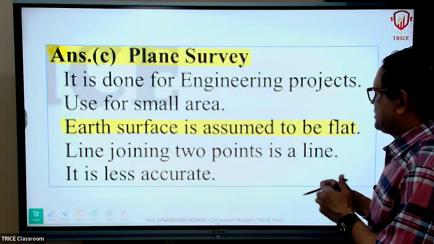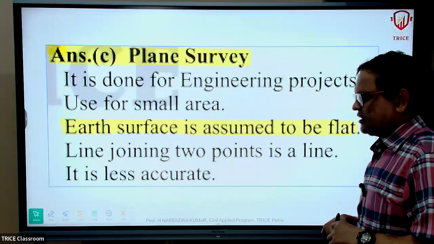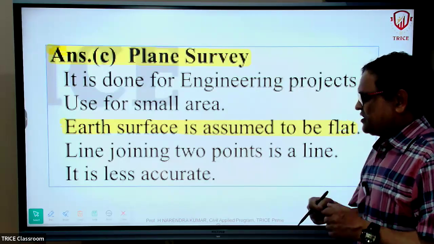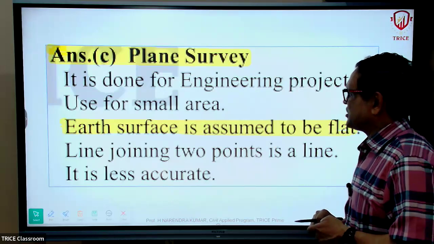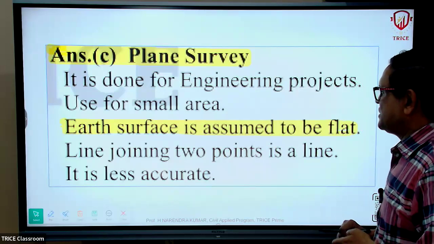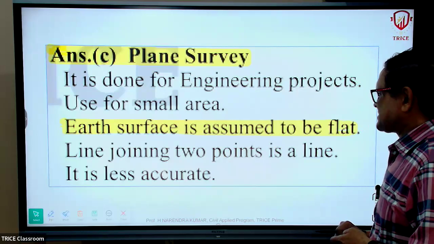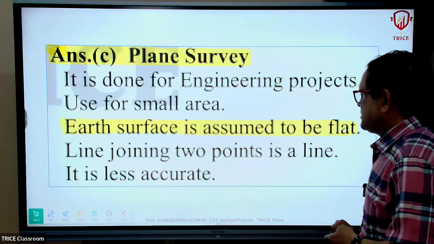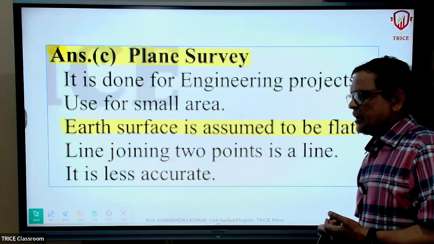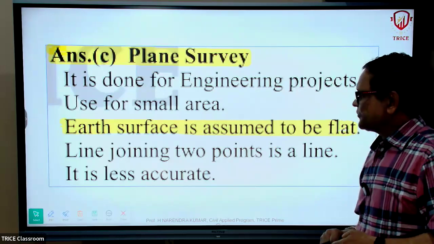There are certain criteria to consider plane surveying. Small area means you need not go for geodetic surveying. The earth surface is assumed to be flat. The line joining 2 points is a straight line. It is less accurate because when you consider geodetic surveying, the area should be greater than 250 square kilometer.